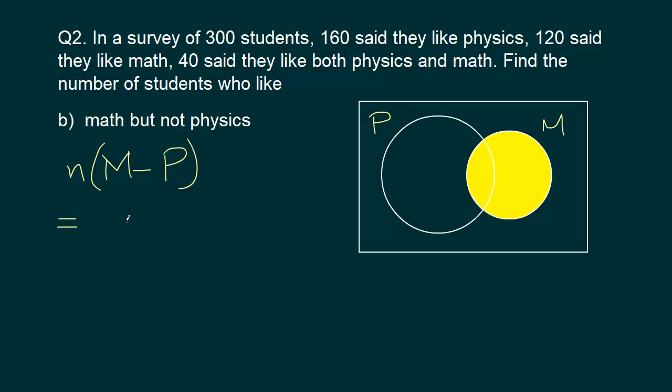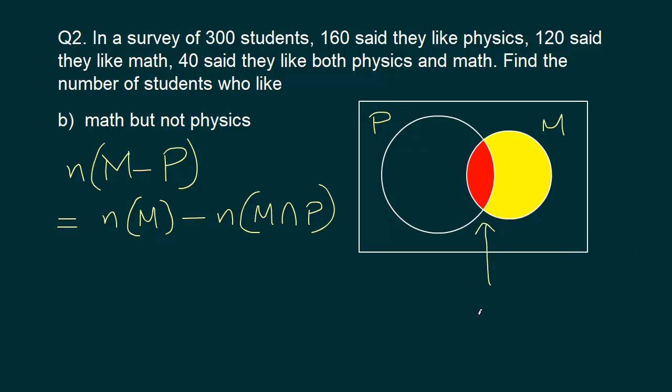So this will be simply equal to the number of elements in M minus the number of elements in M intersection P, right? So as we can see also the same thing from the Venn diagram, we know that this represents P intersection M. So if you want to find out only the number of students who like math, it has to be M minus the common, that is the entire yellow minus the red part.